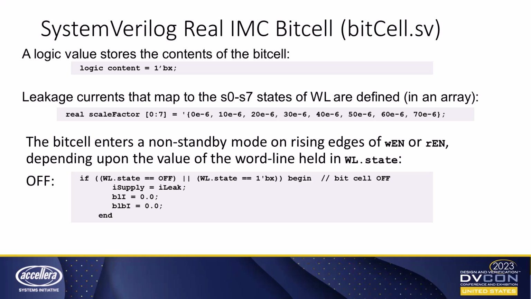The main functional loop of the bit cell is going to be sensitive to a rising edge of the write enable or read enable lines. And what it does is going to depend on the value of the word line. For word line state of off or X, we want the bit cell to be in standby. So the bit line currents are not going to be driven, and the total supply current is just going to be a little bit of standby leakage current.